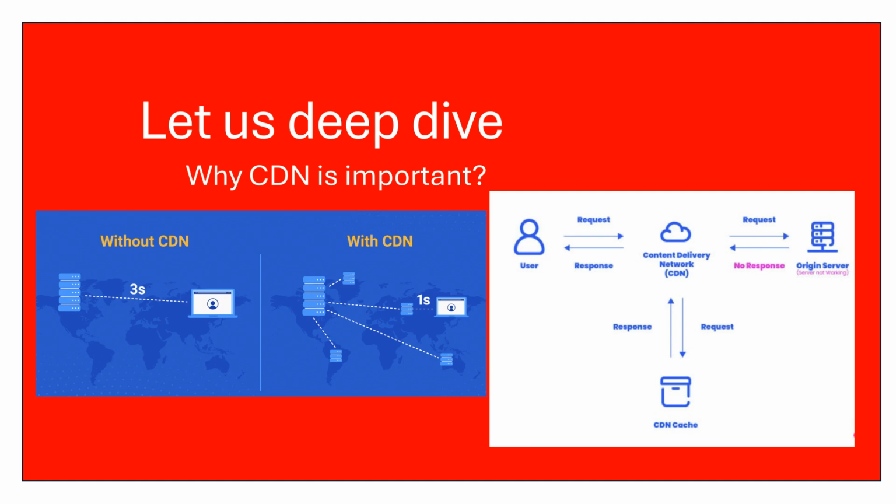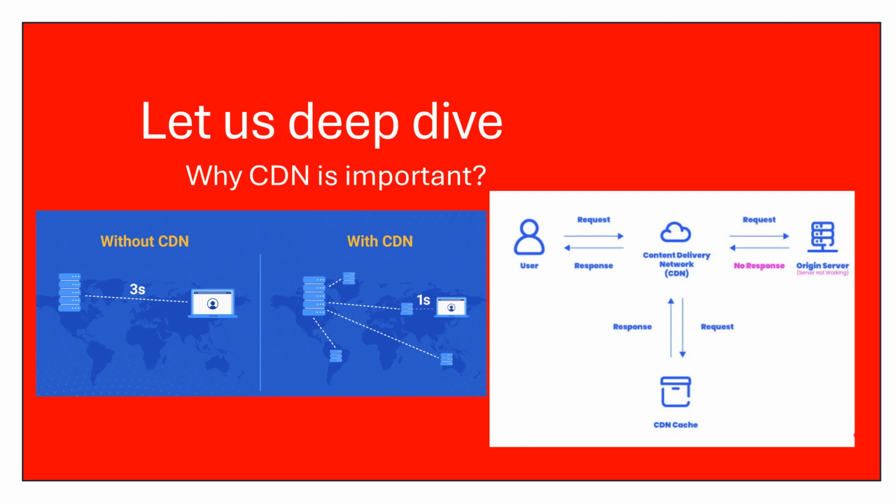The CDN then checks whether it already has a cached copy of the requested content. If the content is already cached at the edge, the CDN serves it immediately to the user. The request never reaches your origin server. This results in significantly faster response times.